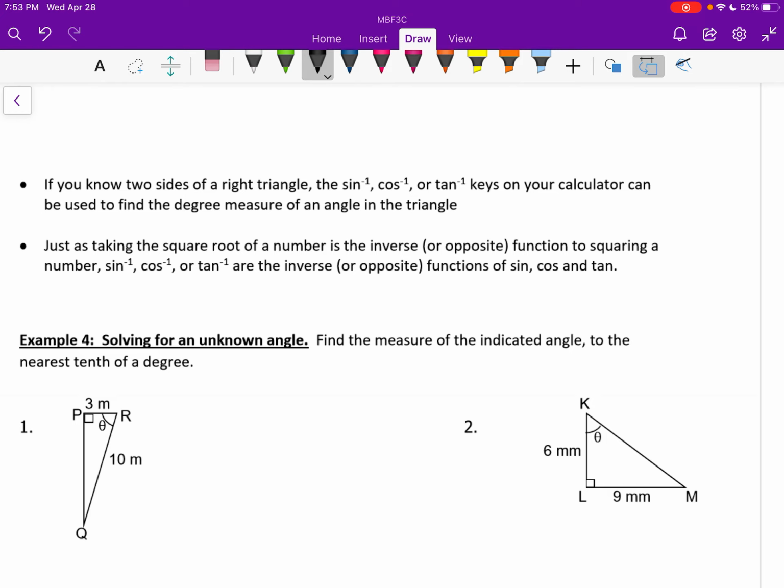So it's basically like, you know how you do subtraction to get rid of addition, you do division to get rid of multiplication, you square root to get rid of a squared, you do sine inverse to get rid of sine, you do cos inverse to get rid of cos, and you do tan inverse to get rid of tan.